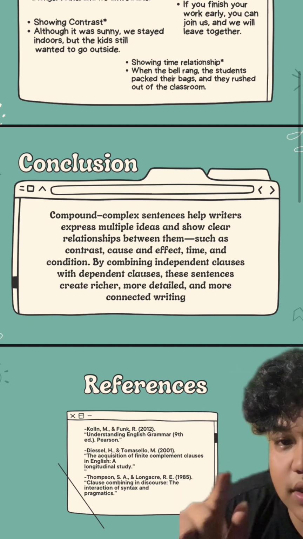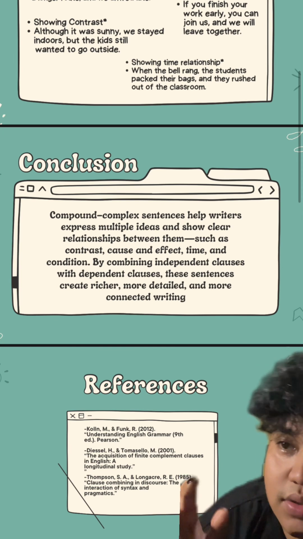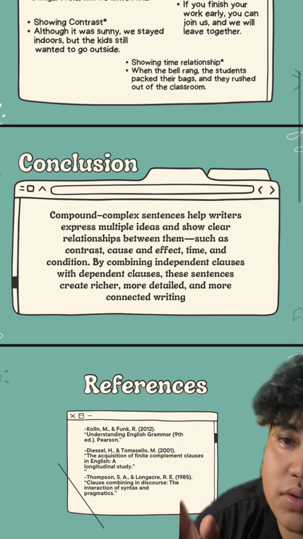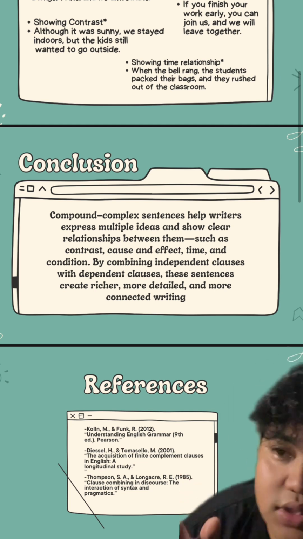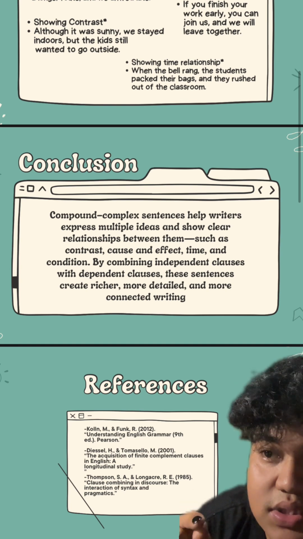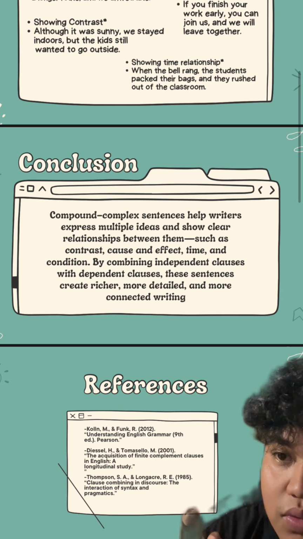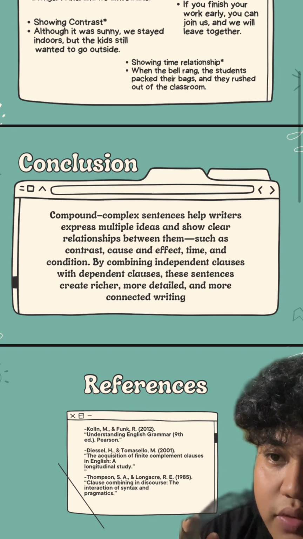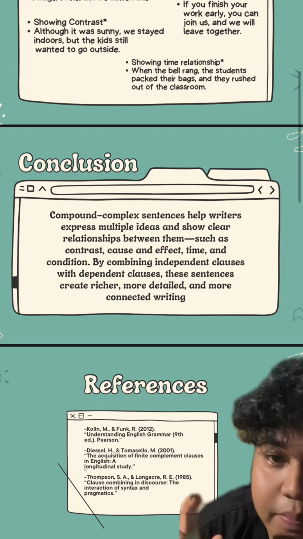Alright, this slide we're going to show my references. Nicole M. Fang, 2012, Understanding English Grammar, 9th Edition. And Maslow, 2001, The Occasion of Finding Complex Clauses in English, a Longitudinal Study. And Thompson and Longacre, 1985, Clause Combining: the Interaction of Syntax and Pragmatics.